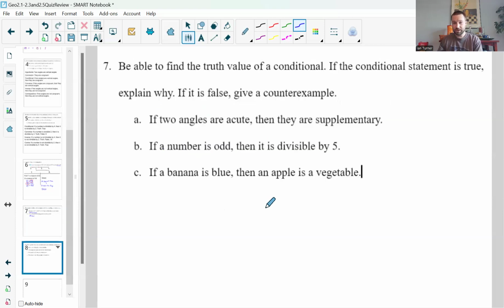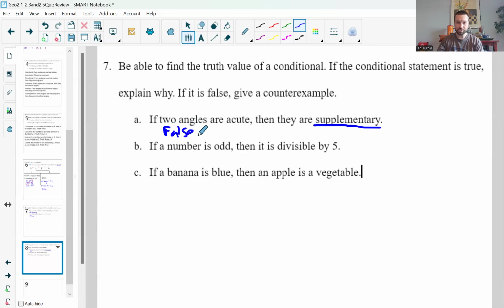Okay, so here we got some conditional statements. We're going to say if it's true or false. If it's false, we're going to give a counterexample. If two angles are acute, then they are supplementary. Supplementary angles have to add up to how much? 180. So they have to add up to 180. Two angles are acute, so they're both less than 90. So I'm gonna have to say false because that's not gonna happen.